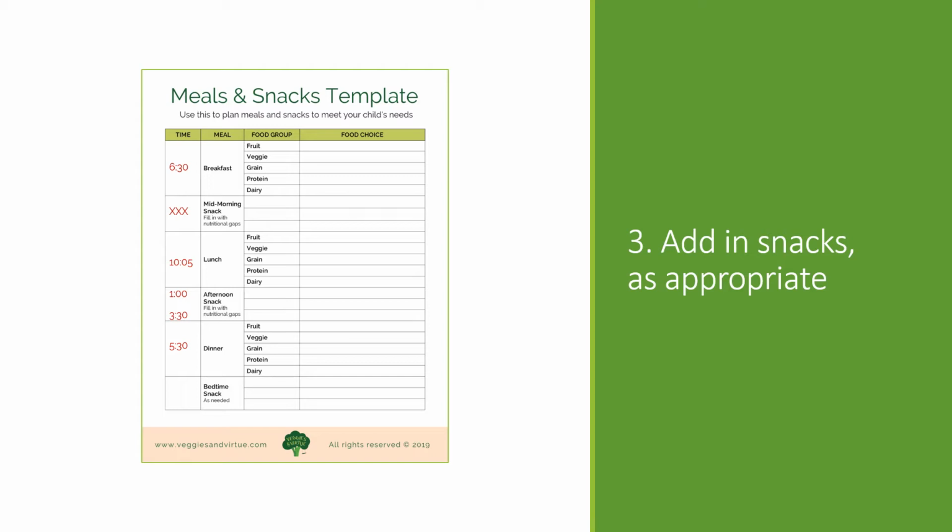So for my daughter, I know that, as mentioned, she eats breakfast at 6:30. Because she has an early lunch at school at 10:05, they do not do a mid-morning snack. I know that they do an afternoon snack at school, which tends to be around the 1 o'clock hour. I also know that when she gets home from school, she tends to be hungry. We normally are home by around 3 o'clock, so normally by around 3:30, I'm offering her another afternoon snack. So I'm adding these in as appropriate.